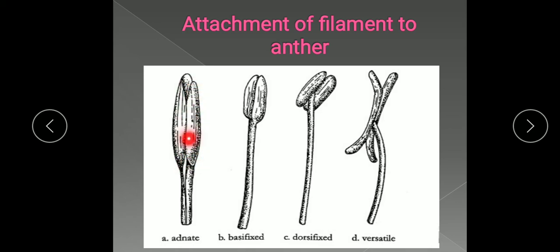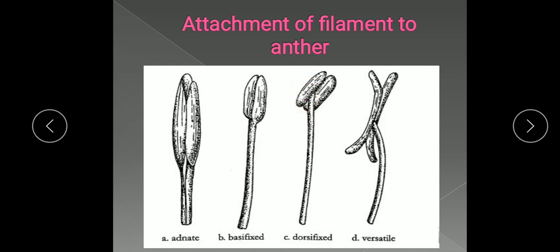The filament attaches to the anther's whole length, right from the base to the apex. This is the adnate condition. Basifixed is here. Basifixed means the filament is attached to the base of the anther. This is the anther and this is the base. So the filament is attached to the base of the anther. Example: brassica. Then dorsifixed. In the dorsifixed condition, filaments are attached to the back of the anther, means on the back side it is attached. It is seen in Begonia.